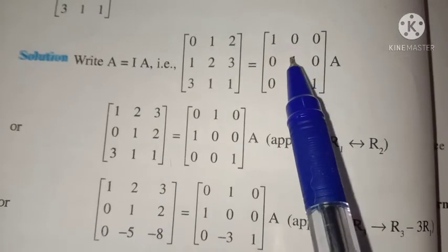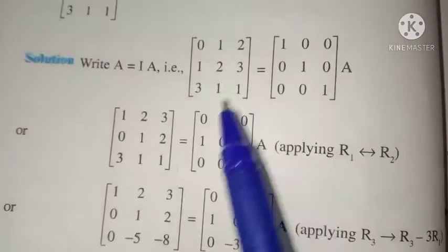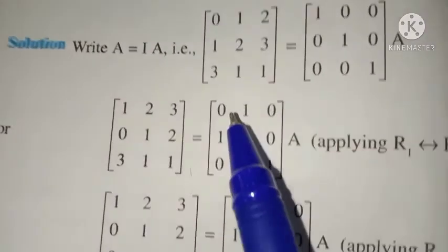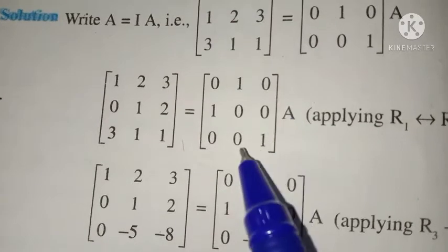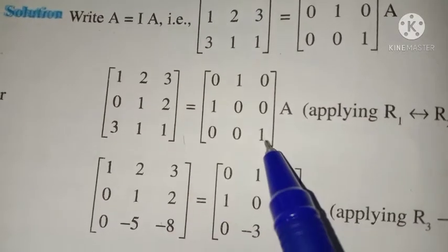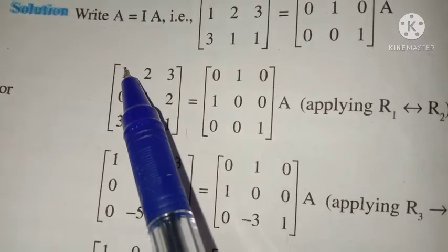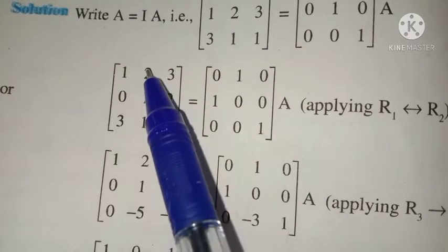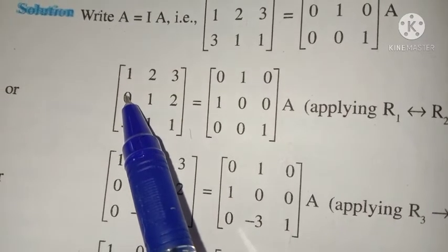Similarly here, the second row became the first row and the first row became the second row. Look at here, 0, 1, 0, 1, 0, 0. Third row same, 0, 0, 1. Now after this 1 we need 0. So already this is 0. So that step is over.